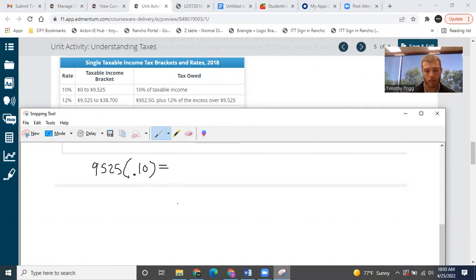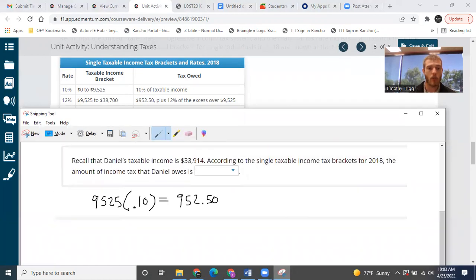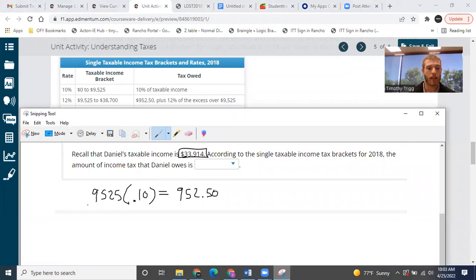9,525 times 0.1. So that's $952.50. Okay. Now that's for the first $9,525 that he earned, but he earned more than that, didn't he? Right? He earned $33,914. So what you're going to do is you take the $33,914, his total taxable income, and you subtract out the amount that was taxed at 10%.